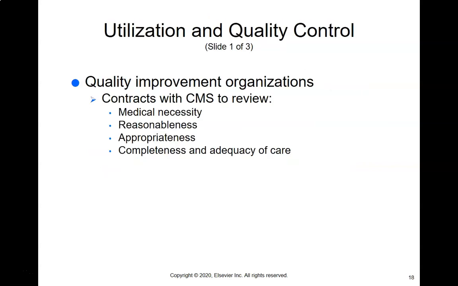Utilization and quality control. The Quality Improvement Organizations, the QIO, is a state-based group of physicians reviewing cases for hospital admission and discharge, formerly known as professional or peer review organizations. The contracts with CMS to review are for medical necessity, the reasonableness, the appropriateness, completeness, and adequacy of care.